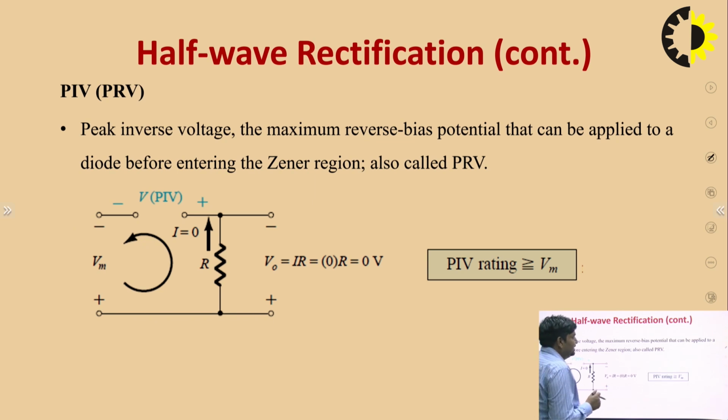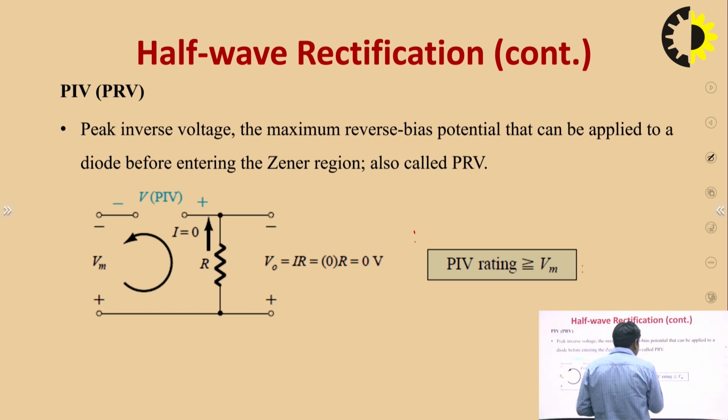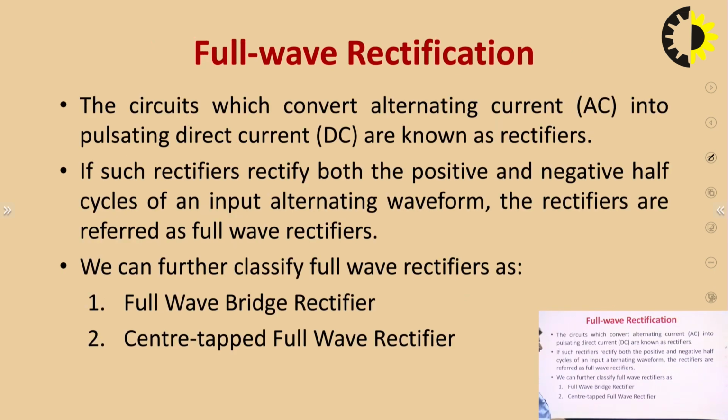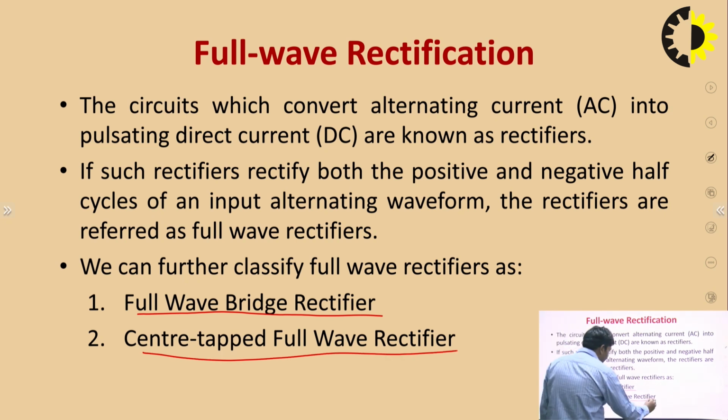For any rectification purpose, for a half wave rectifier circuit, the PIV rating has to be greater than or equal to the maximum voltage. So, we can easily calculate it by this diagram. The full wave rectifier circuit is made in two forms: the full wave bridge rectifier circuit and the center tap full wave rectifier circuit.